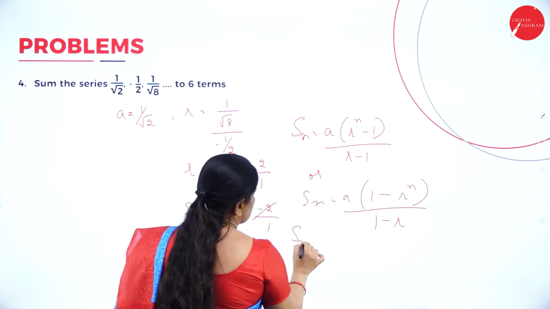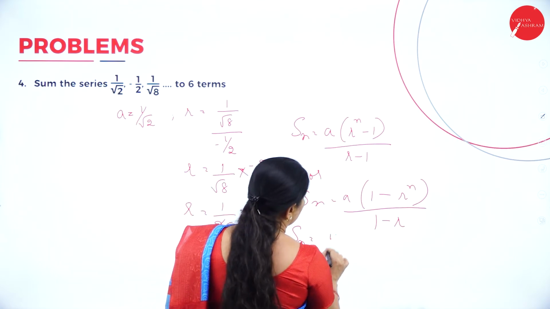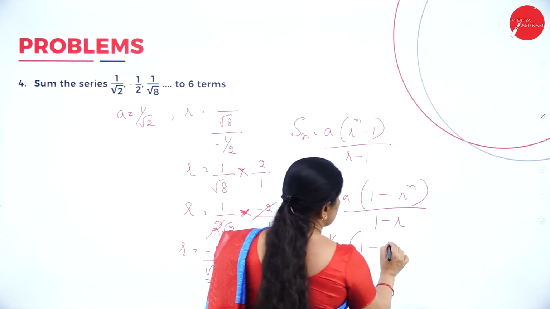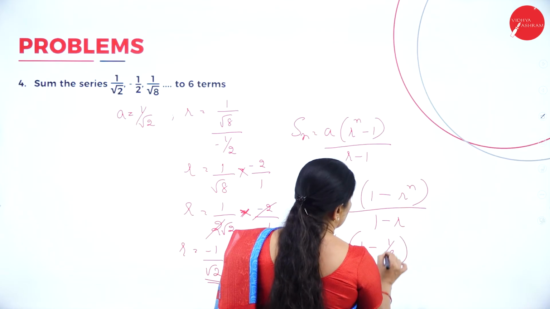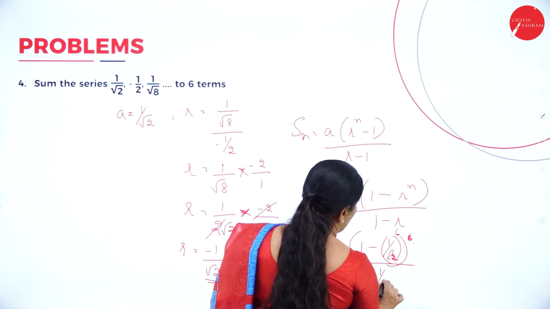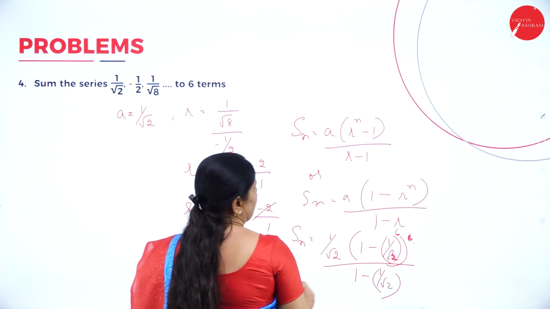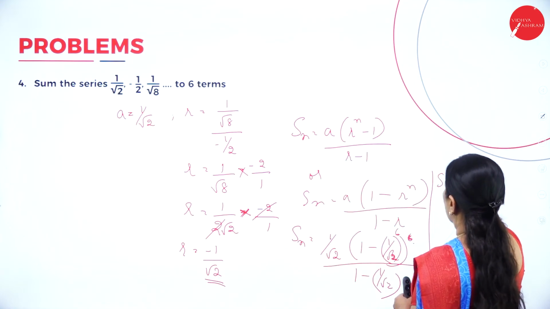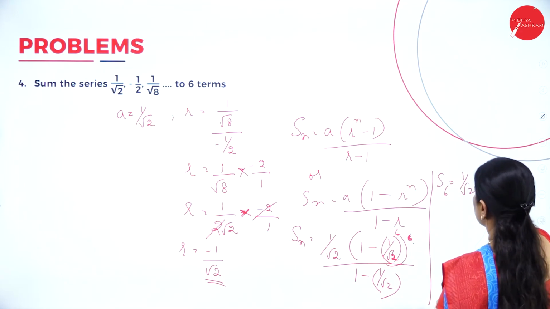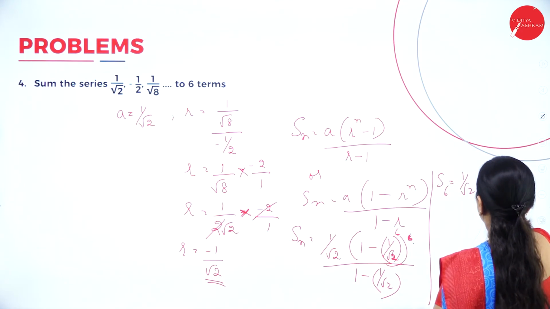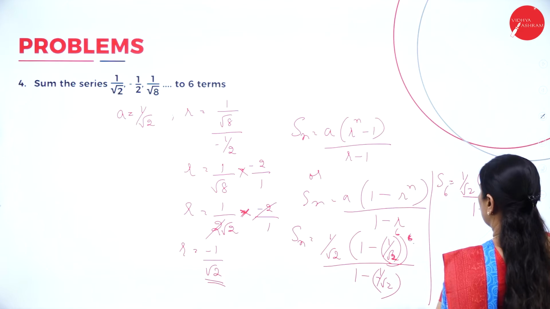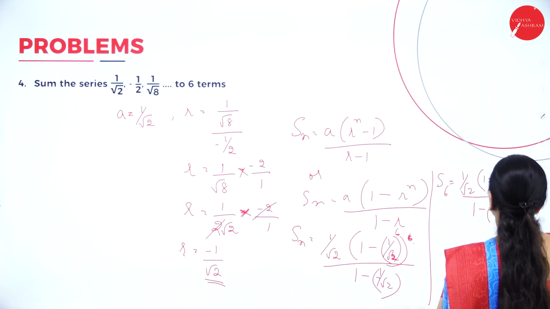So, I get Sn will be equal to, what is A? A will be equal to 1 by root 2 into 1 minus R. R is root 2 to the power 6 whole over 1 minus 1 by root 2. So, when I simplify this further, I get S6 equals 1 by root 2 into 1 minus 1 by 8 whole over 1 minus of minus 1 by root 2.